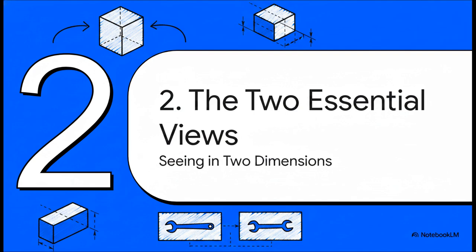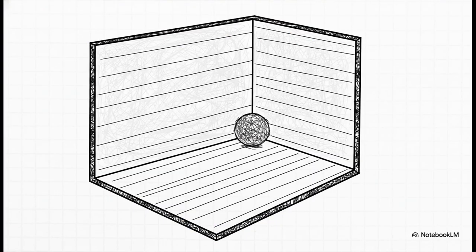Okay, so if everything is just a collection of flat shapes, how in the world do we use them to describe something that's actually 3D? Well, that brings us to the core technique, which involves using two essential views to create a sense of depth. To get how this works, just look around the room you're in right now. Think of the floor as one huge flat surface, and that wall right in front of you, that's another one. These two surfaces, the floor and the wall, they're going to be our reference points for everything.